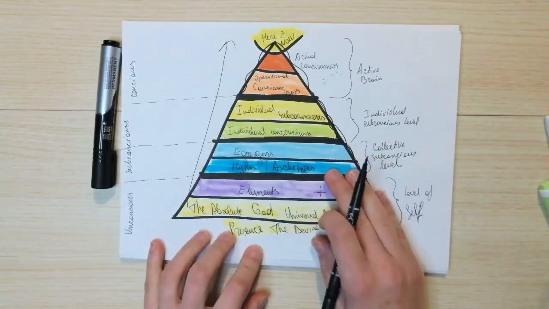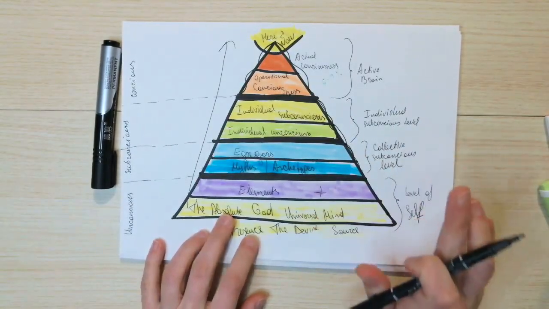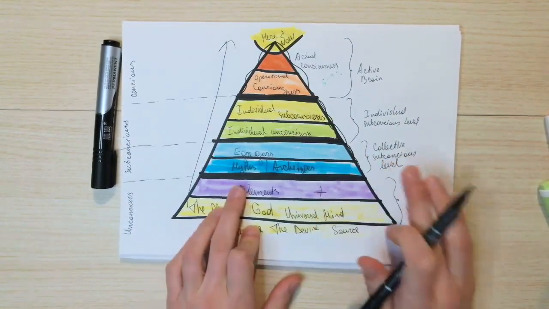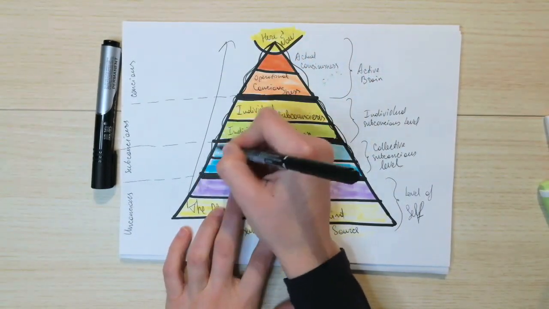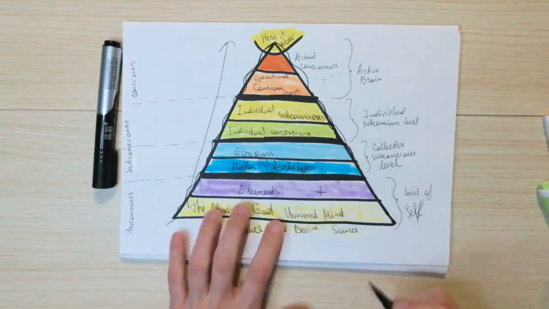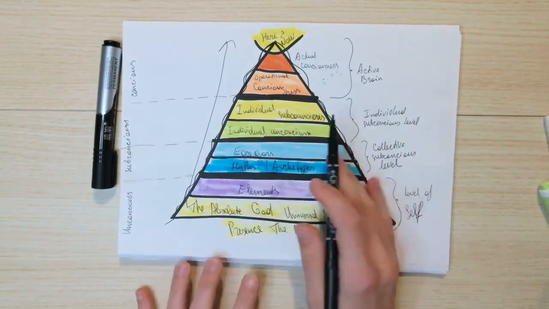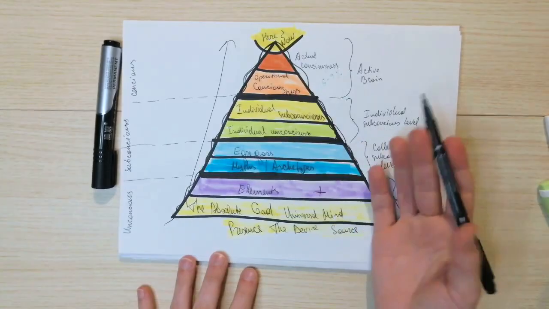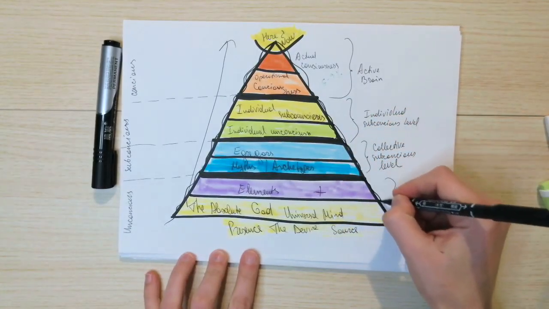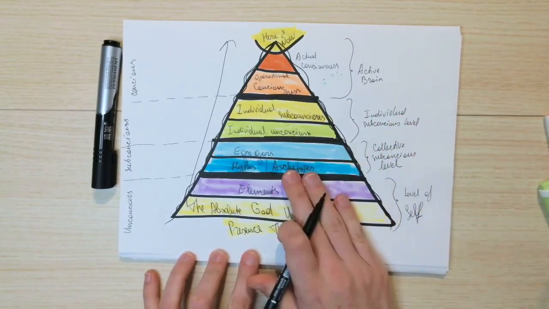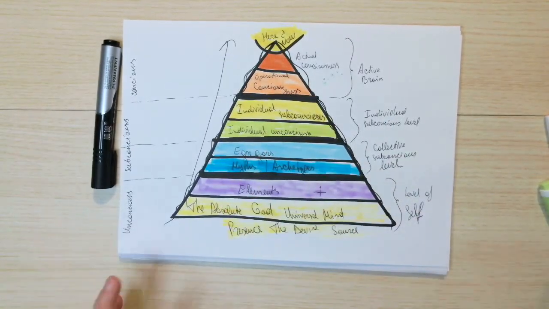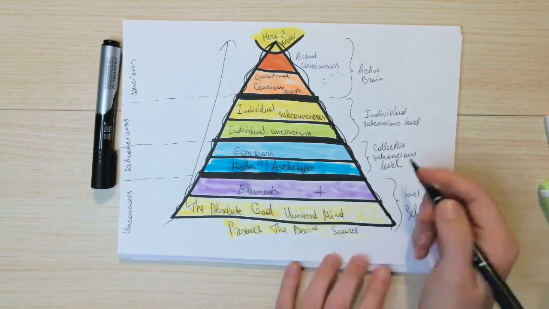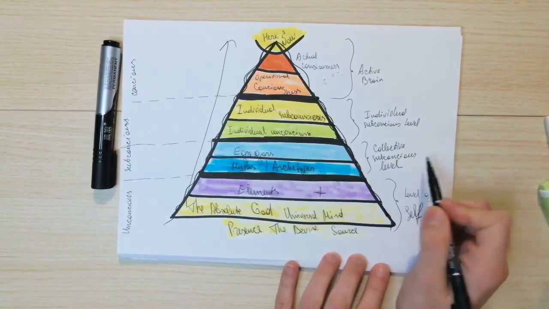Then we move down to the collective subconscious level, where we have the egregors. These are groups that we interact with on a daily basis, and we are influenced by them, and we influence them. And then we also have the myths and archetypes level. These are collective ideas that we perceive and subscribe to on a collective subconscious level.